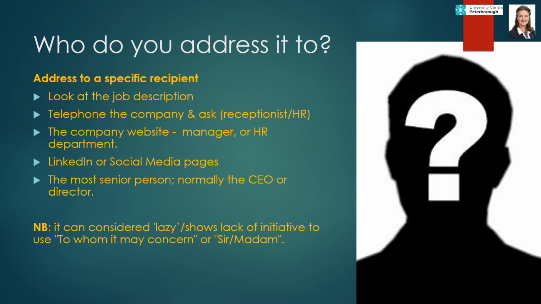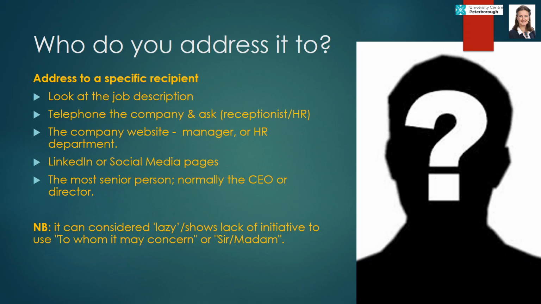The reason you've done your research about who to address this to is because you want to make sure that this is getting to the right person. Look at the job description or the job advert and it may have a specific person in there. It may include their email address or their contact details. If not, telephone the company, explain what position you're applying for and ask who you should address this to. And if they're not sure, ask if you can speak to a member of the HR team or the manager of that area who that role would come under.